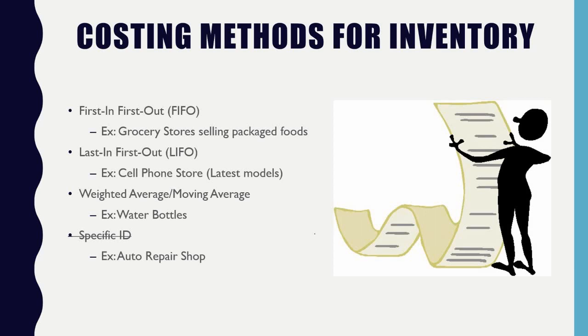Same thing with any fresh produce. Usually your first batches, after a week, the produce goes bad. So you want to make sure that this kind of inventory calculation method is the best fit for grocery stores or things that have a lifespan or expiration date.